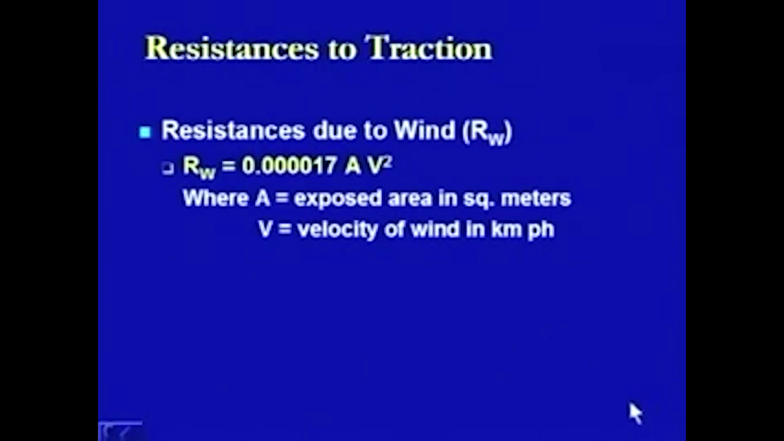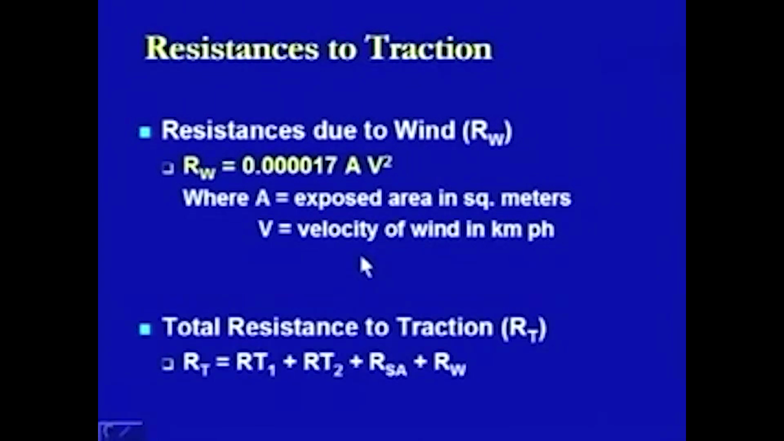And this resistance here is defined as 0.000017 A multiplied with the square of v, where A is the exposed area of the vehicle in square meters, and v is the speed or the velocity of wind in kilometers per hour. Just remember that this velocity is not the velocity of the train in kilometers per hour.